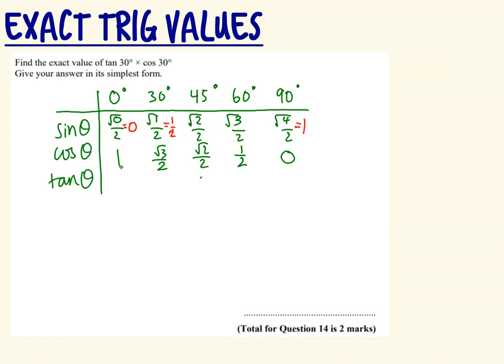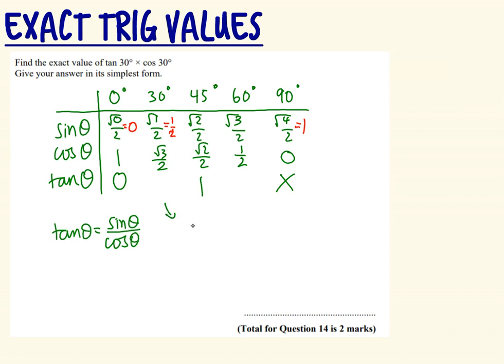And then for tan, we need to remember that tan theta is just sine theta over cos theta. Okay, and I would say only 2 of these you really need to think about, because for this first one, look, 0 divided by 1, well, that's just going to be 0. For 45 degrees, you've got root 2 over 2 divided by root 2 over 2, or anything divided by itself is just 1. And for this last one, you've got 1 divided by 0, and anything divided by 0 is going to be undefined, so we don't get a value for tan of 90. So it's just the other two that we need to think about.